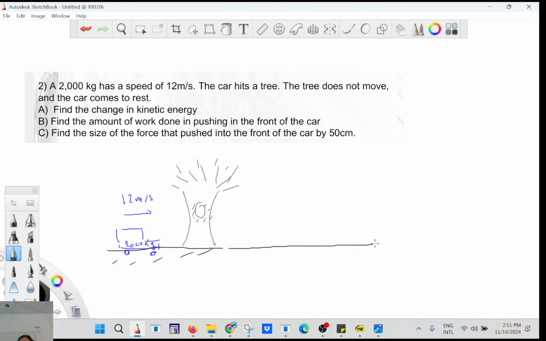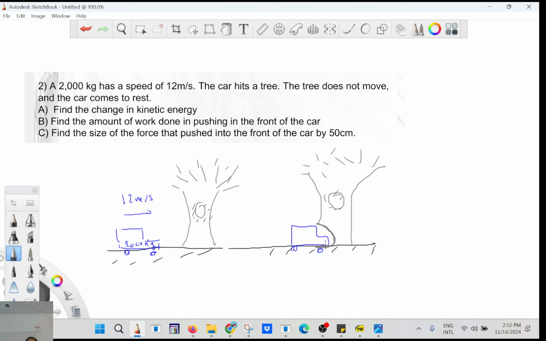And then it's gonna collide. And it comes to a stop. So the tree doesn't move, but you see that the car, it's a giant tree, I guess. See, the car went into the tree. So that's about the idea. That's the idea about energy.